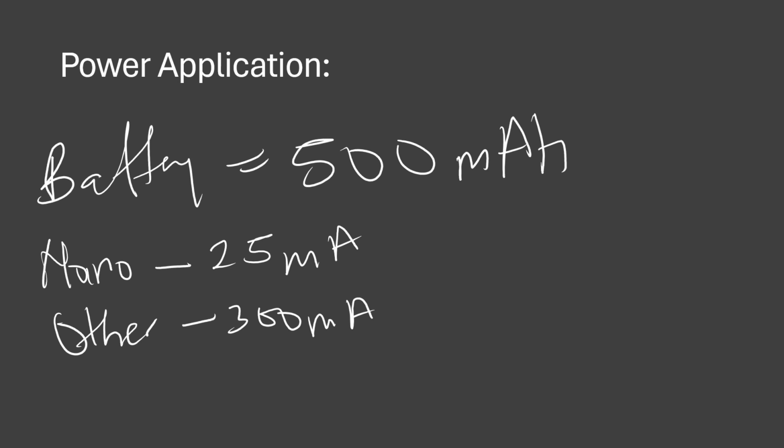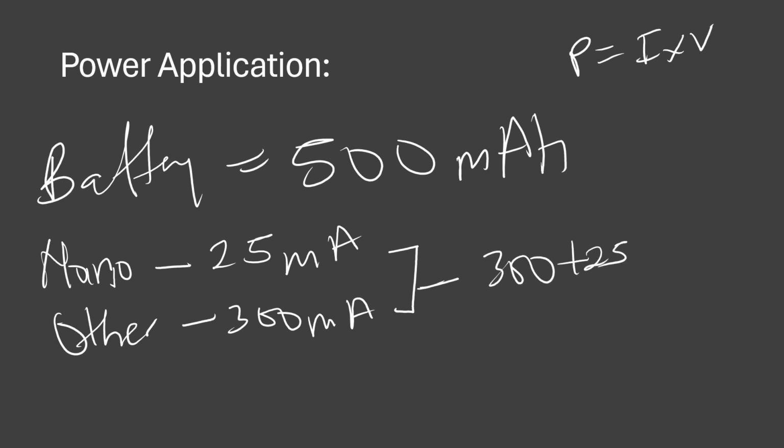We've already seen how we calculate power. P is simply equal to I times V, current times voltage. So after doing our calculation, we're able to get that the Nano 33 BLE is drawing 25 milliamps in sleep mode, and the other sensors and components that we have in our circuit are drawing 300 milliamps. And we have a battery of 500 milliamp hour. So what does this imply, and what is this telling us? We can simply say that the total current drawn in the circuit is 300 plus 25, which is 325 milliamps.